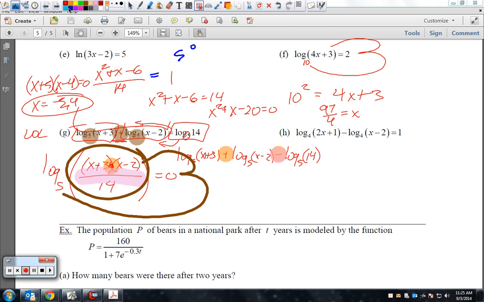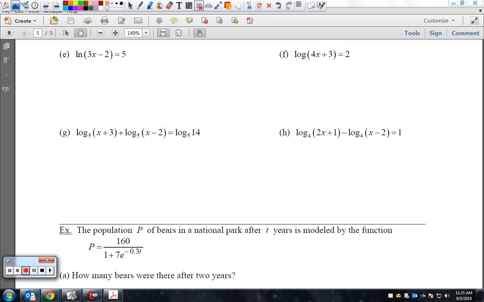All right, H. What do you suggest? Keeley. Yes. So 2x plus 1 divided by x minus 2. Keeley, why can I do this? The base of the logs are the same. Law of logarithms. From here, I'll probably do what, Emily?